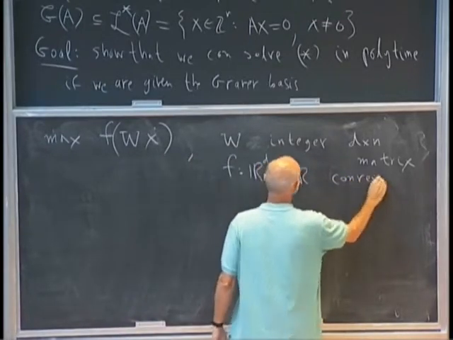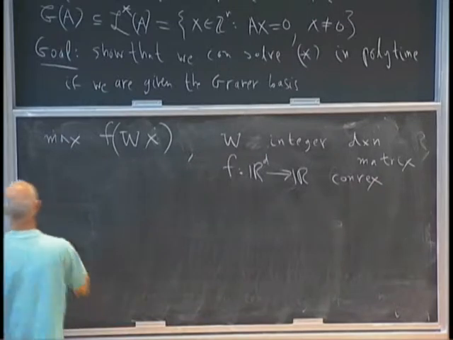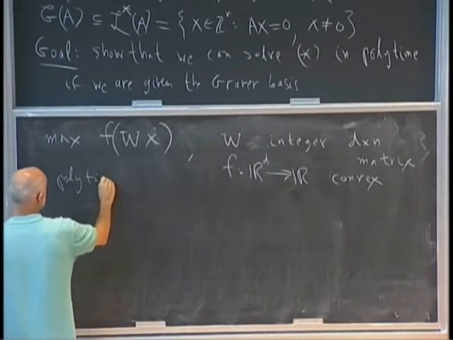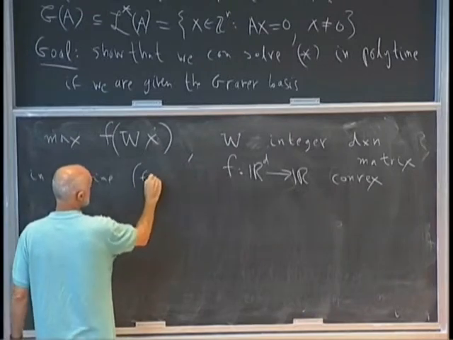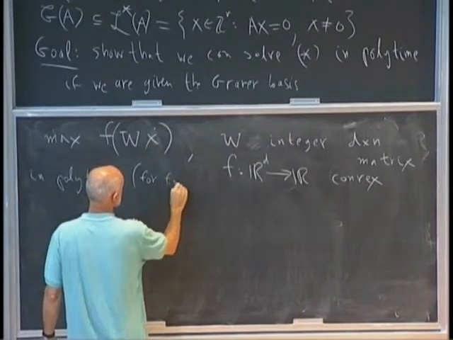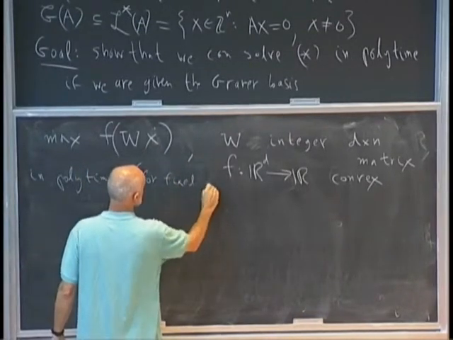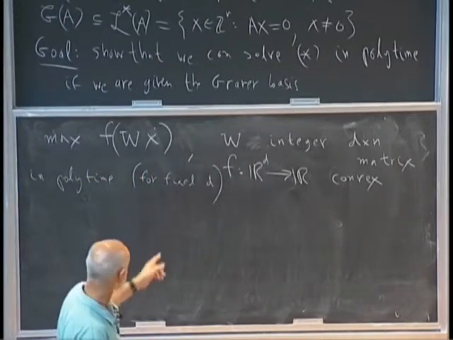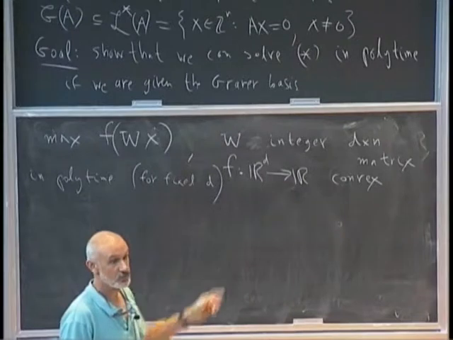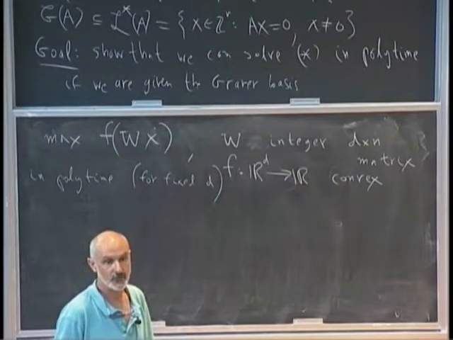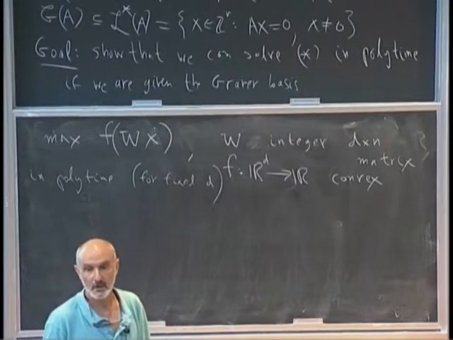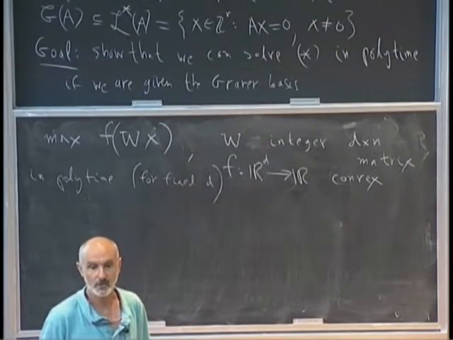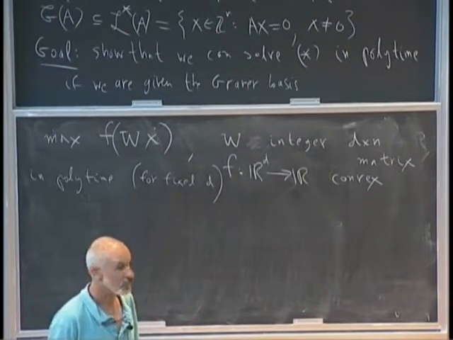Convex. You can do this in polynomial time also. In poly time, for fixed D, the number of rows should be fixed. Again, the dimension is not fixed. The dimension is n. D is the number of criteria. This is fixed. And if you take D equals 1 and F the identity, you just get the linear problem again. So this is much more general than linear optimization.